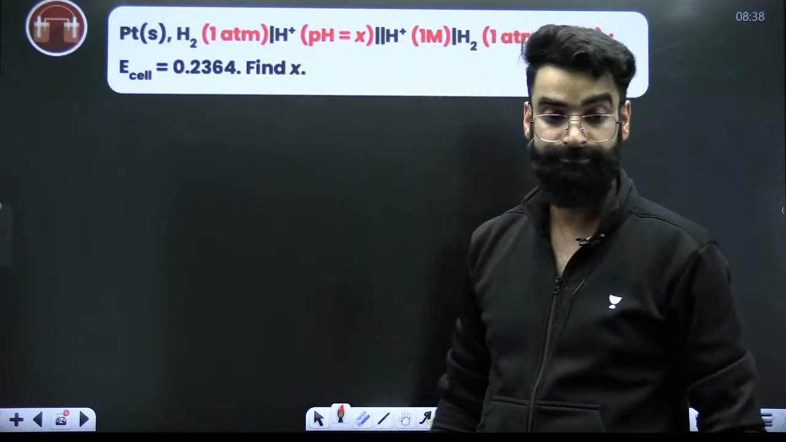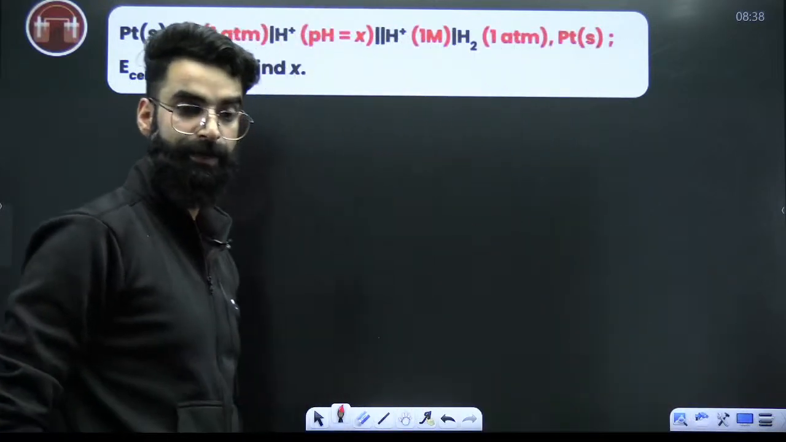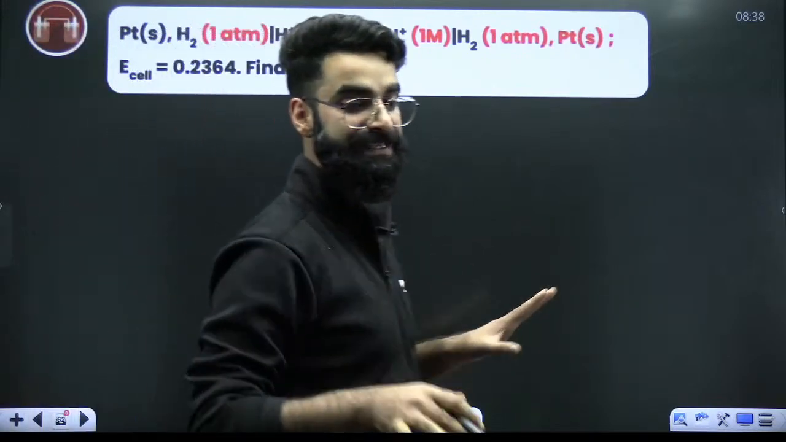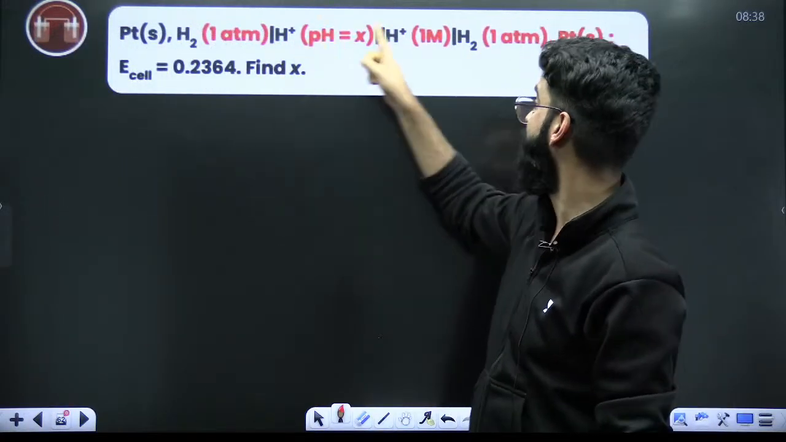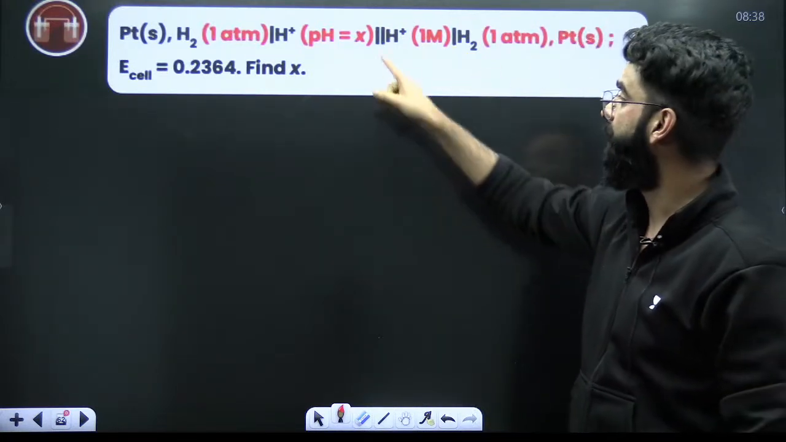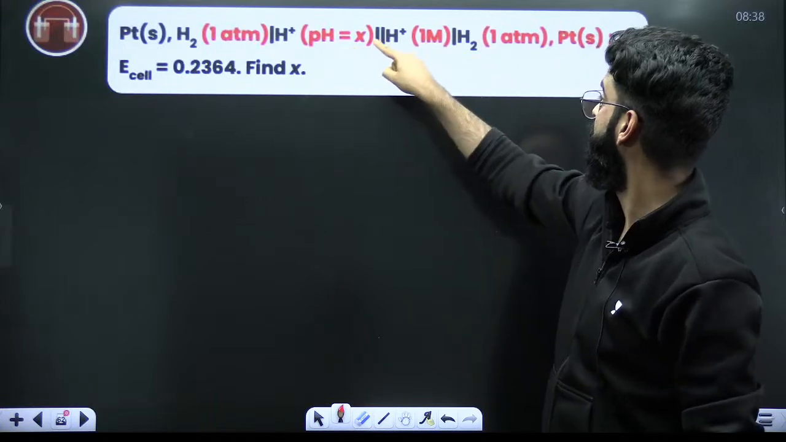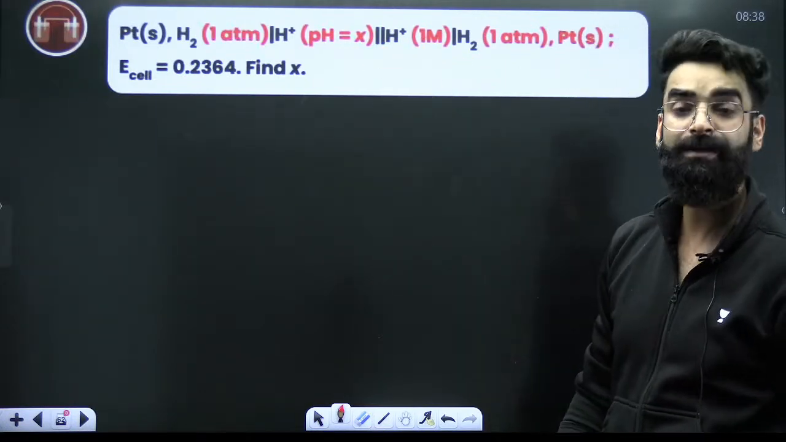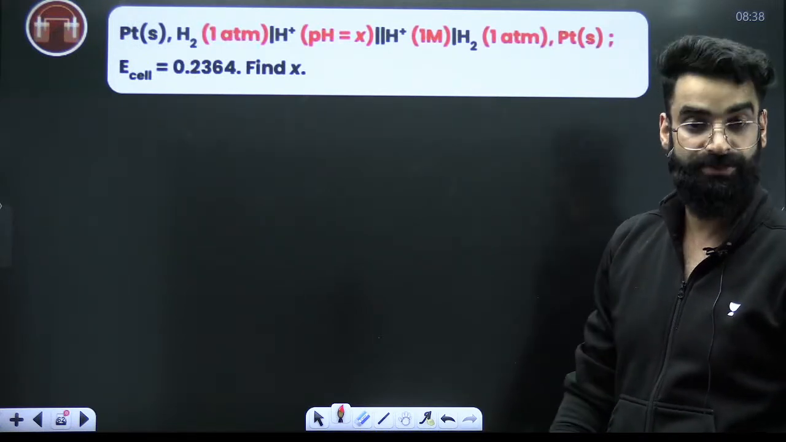Look at this particular question. What do you think about this one? First of all, try to identify which cell this is. Are you using two same electrodes? Absolutely two same electrodes. So concentration cell. Now which type? Electrolyte concentration different. So believe it, it is an electrolytic concentration cell.